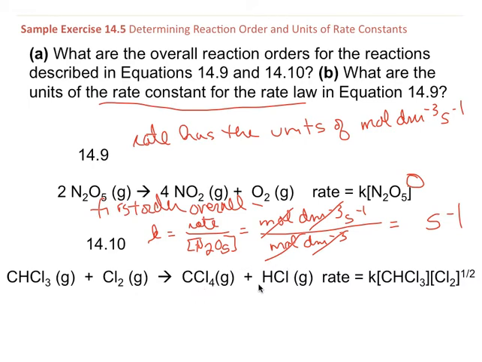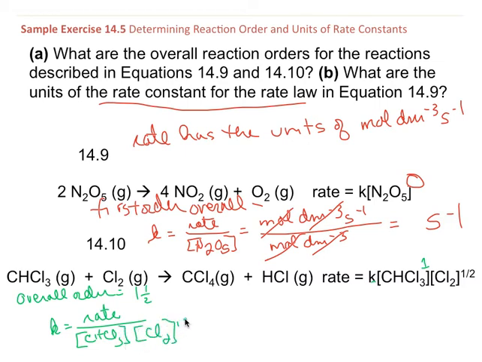Looking at the second problem, okay, the overall order, well, it's 1 plus a half, so it's 1½. That's weird. Okay, so looking again, K is equal to the rate over the concentration of CHCl3 and Cl2 to the 1/2.